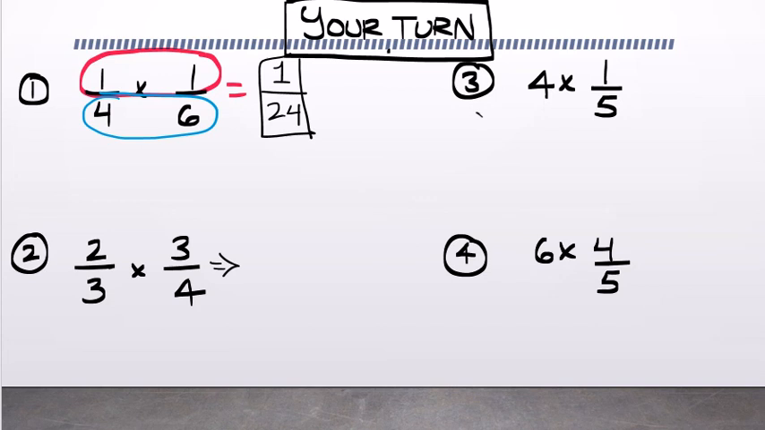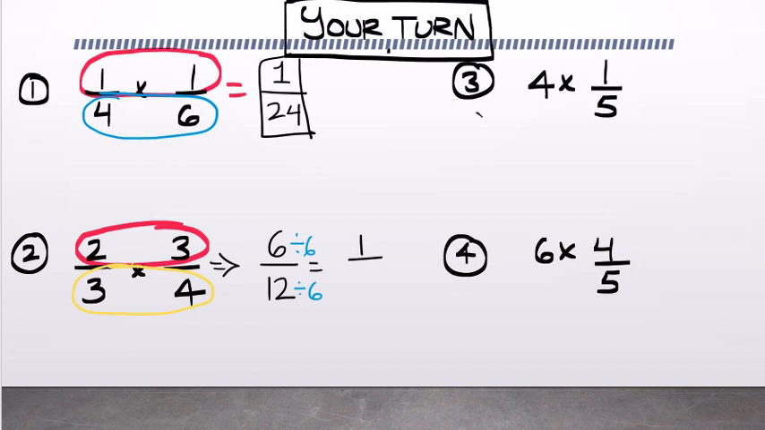Alright, next one. 2 times 3 is 6, divided by 3 times 4. 3 times 4 is 12. Now, can I simplify that one? Yes, I can divide both of them by 6. 6 can be divided by 6, and 12 can also be divided by 6. So 6 divided by 6 is 1. 12 divided by 6 is 2. And this is my answer.